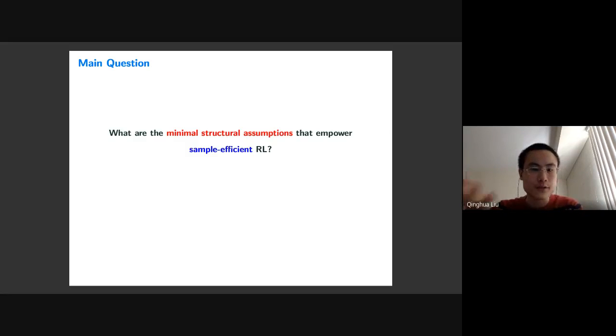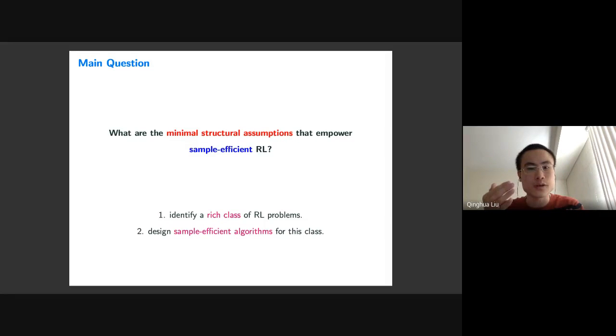And to answer this quite big question, of course, the minimal structure is really difficult to find. But we can still advance our understanding of this question by making the following two steps. First, we identify a rich class of reinforcement learning problems. And hopefully, this class is rich enough so that it can cover a lot of problems of interest in practice. And second, after identifying this class, I want to say it is tractable. I want to design some sample-efficient algorithms so that I can learn the problems in this class. And in the remainder of this talk, I will mainly focus on these two steps.